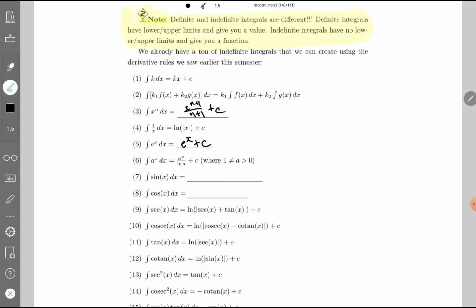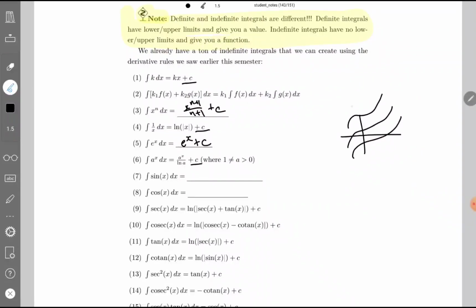Notice how I am always adding a plus c. Even in the first case, I have a plus c. And remember, this is because if I have some function, right? If I add c, this was pretty bad drawing, but you kind of get the idea. If I have the same derivative everywhere, these are all the same derivative. I can just move the function up and down and the derivative is the same. And so we need this plus c when we're talking about indefinite integrals.